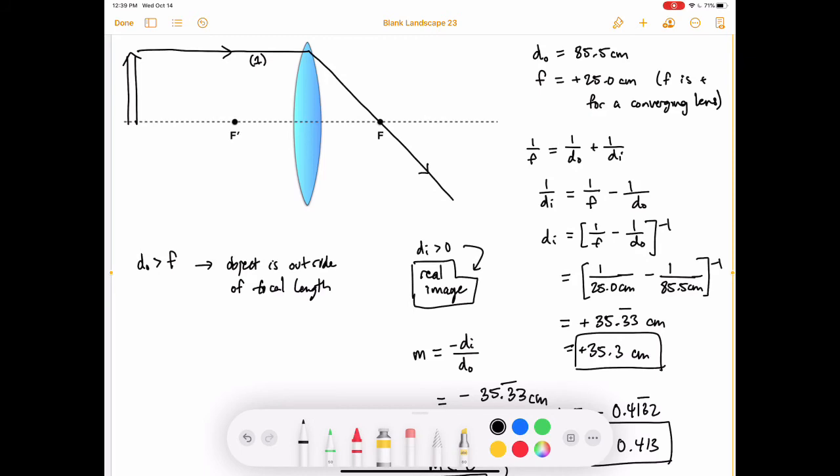Now the second principal ray goes through the focal point on this side of the lens, and then after going through the lens, goes out parallel to the optical axis. So here, let's label that as number 2. And then finally, our third principal ray goes straight through the center of the lens without changing direction. So here's ray number 3.